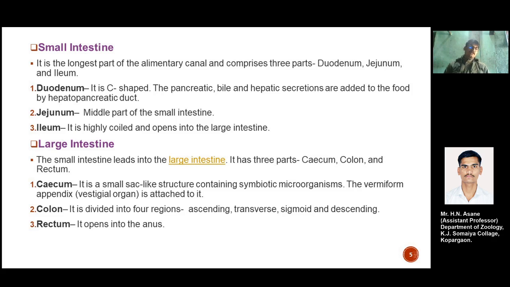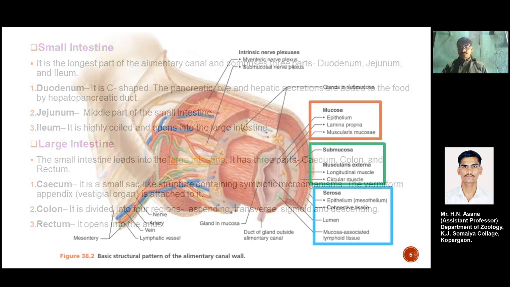Then the colon, the second part, is divided into four regions: ascending, transverse, sigmoid, and descending colon. Then the third part is the rectum, which opens into the anus. So this is the explanation of the whole digestive system.